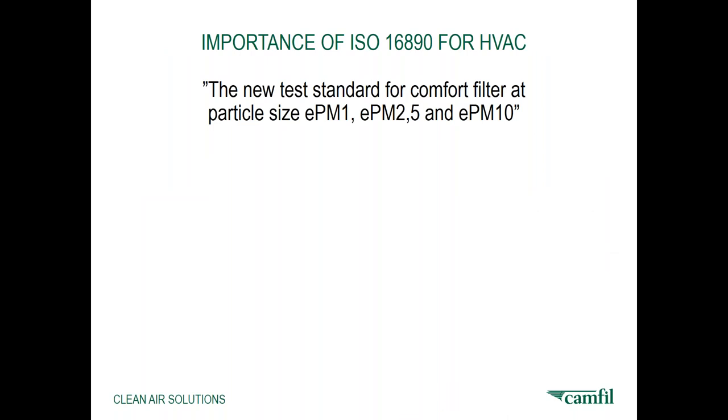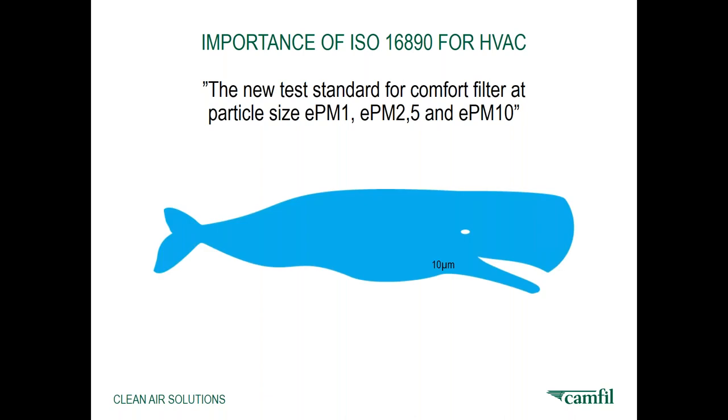ISO 16890 is the new ISO standard for testing comfort filters. There's a huge filtration difference between ePM2.5 and ePM1, even if the efficiency percentage looks the same. In the picture, you see the correlation between particle sizes. If a 10 micron particle were the size of a sperm whale, the elephant is equal to a 2.5 micron particle. The human is equal to a 1 micron particle.